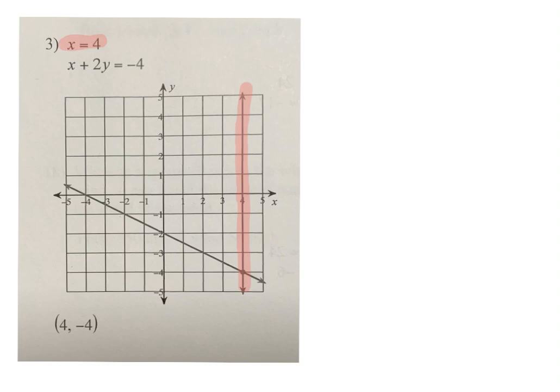So for my x-intercept, I would just zero out my y, and I would have x equals -4, which means I go to -4 on my x-axis. And then for my y, I would just zero out my x, and I would have 2y equals -4. So y equals -2. So I go to -2 on my y-axis. And then I can connect those 2 points to graph that line with intercepts.